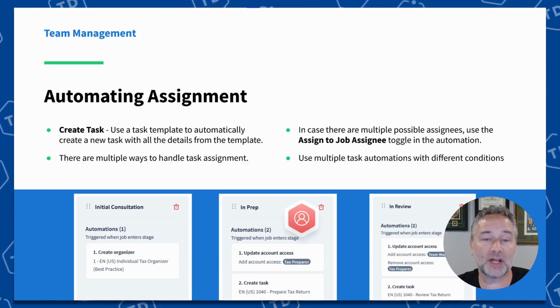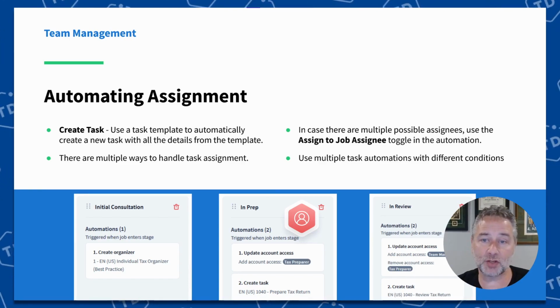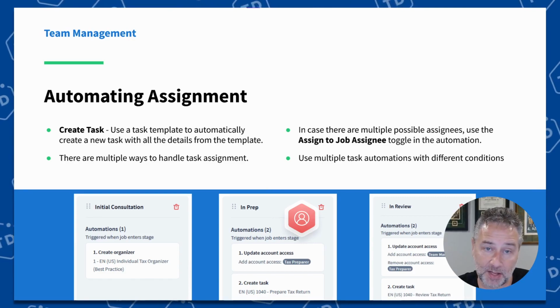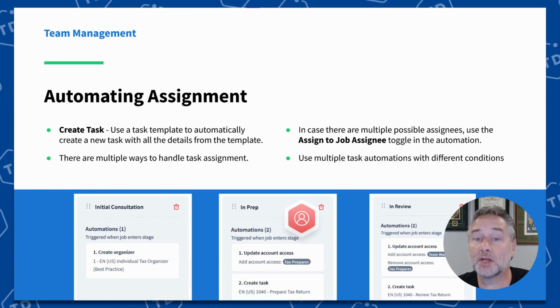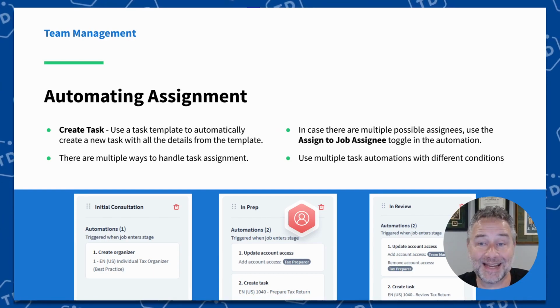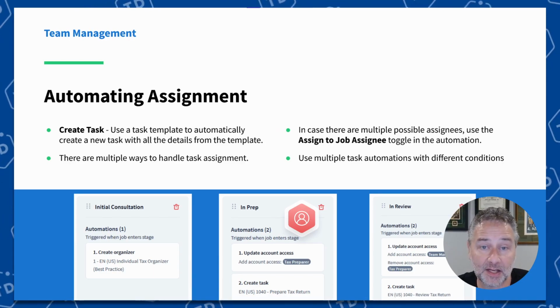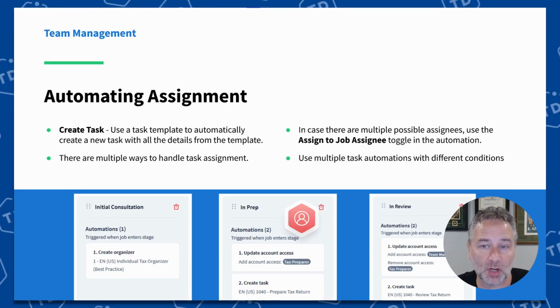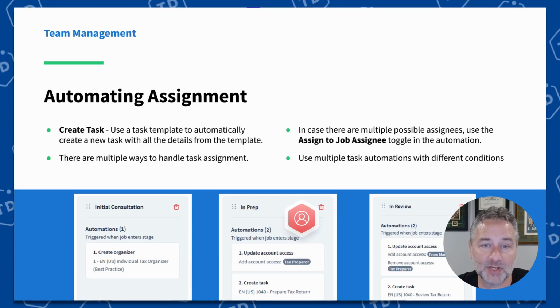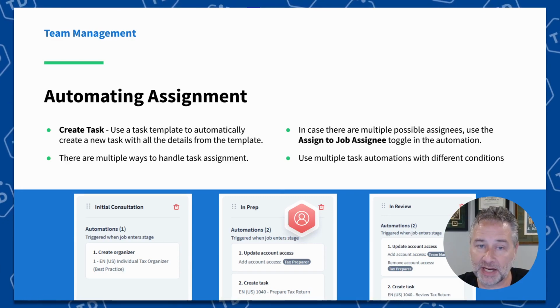Now let me quickly recap this section just to make sure that everybody here is on the same page. You can use the update account automation to change a client's assignees in every stage, and you can also use the task automations to make sure that the right team members are assigned to the newly created task.